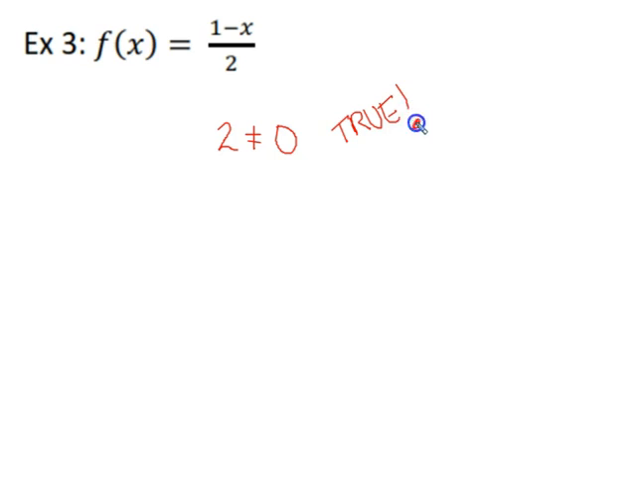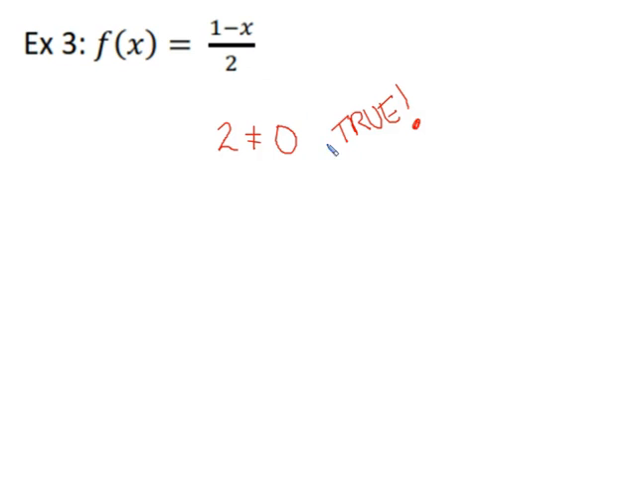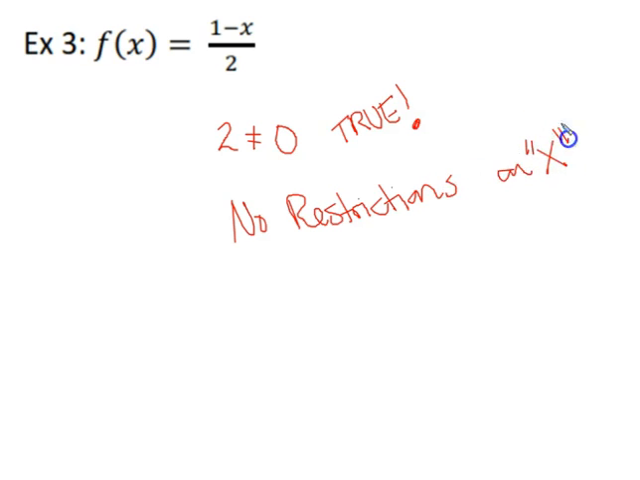Okay, it actually makes sense. So in the other examples, notice how we had restrictions on x. x cannot equal 0, x cannot equal -3, x cannot equal -2. In the first one, x cannot equal -1. This one, we don't really have any restrictions. So maybe we'll write that down. No restrictions on x. Okay, that's our variable, that's our domain.